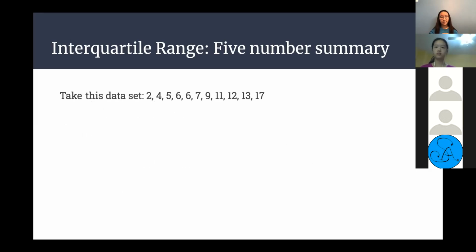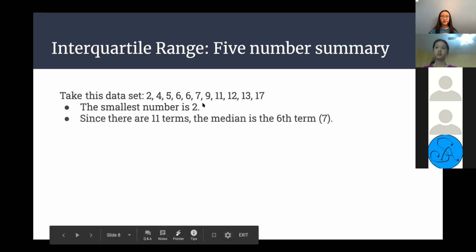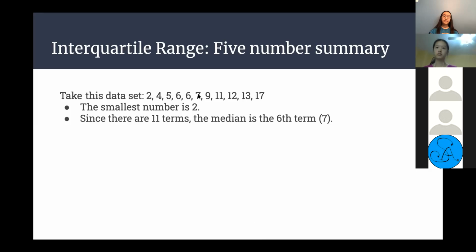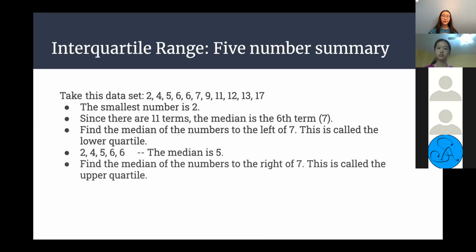So if you take this data set, the smallest number would be 2. And then since there are 11 terms, the median is the 6th term, which is 7. And then you have to find the median of the terms before 7. That's also called the lower quartile. And so you take 2, 4, 5, 6, and 6, find the median, which would be 5. So the lower quartile of this data set would be 5.